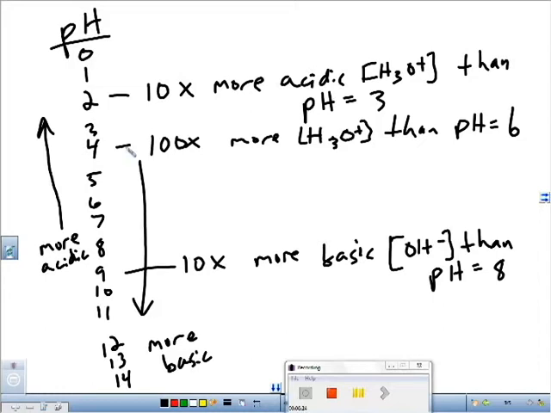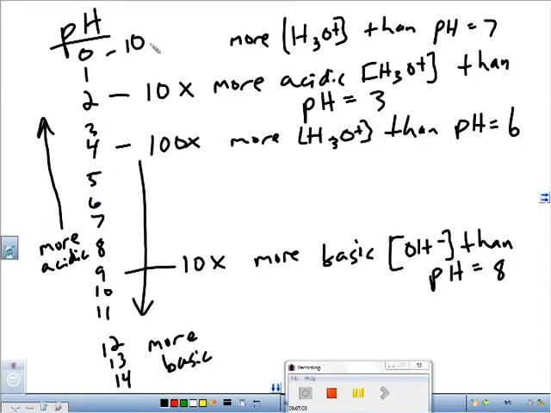Let's do this, this is just so fun. What is the answer? How much more acidic, or more H3O+, than pH equals 7? Each jump is a power of 10. So how many zeros do we need? 1, 2, 3, 4, 5, 6, 7 jumps, 7 zeros, right? So if I have something with a pH of 0, it is 10 million times more acidic than something with a pH of 7.